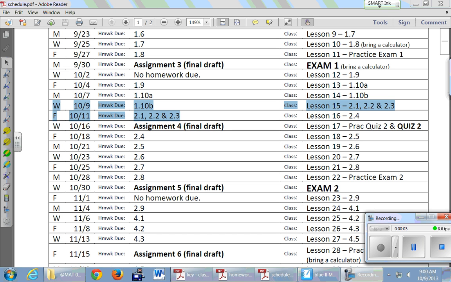Okay, so we'll take our quick look at the calendar. Today I will walk around in a little bit and check 1.10b. We're covering sections 2.1, 2.2, and 2.3. Has to do with absolute value and inequalities. Hopefully you've seen those things before. That homework is due on Friday.